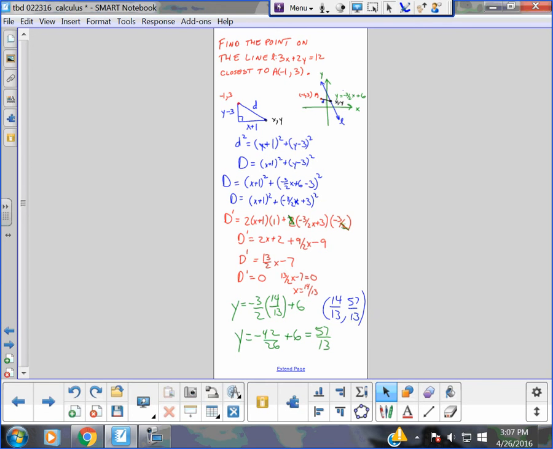The big thing I'm looking for is getting down to one variable and the understanding that you're setting it equal to 0. Distance between a point and a line.